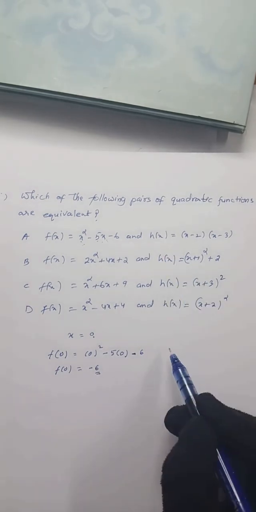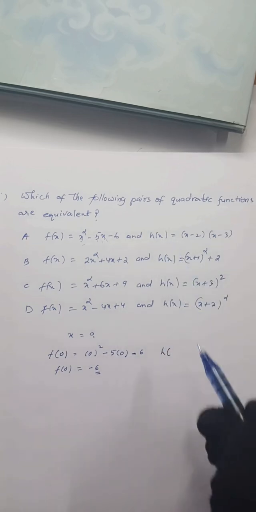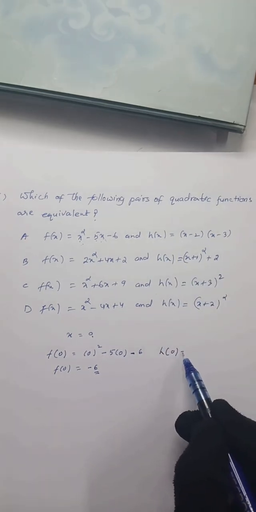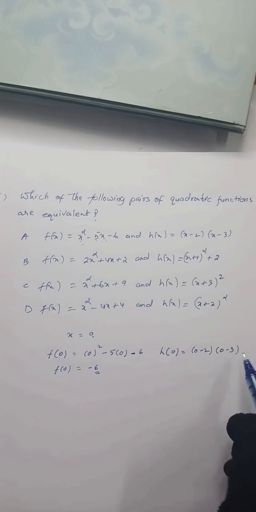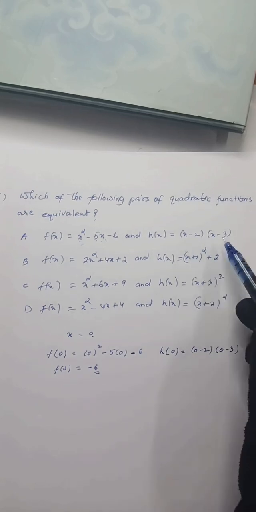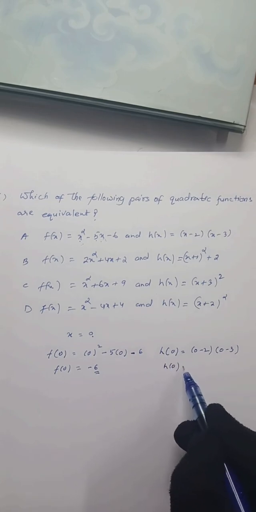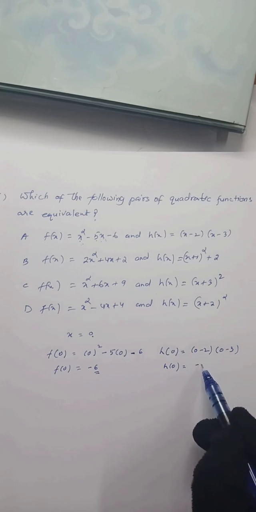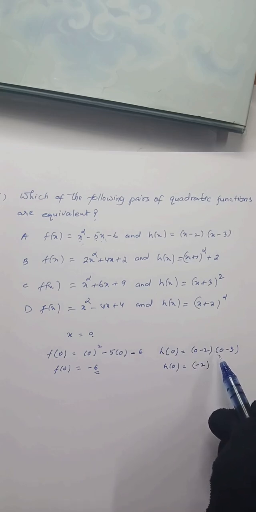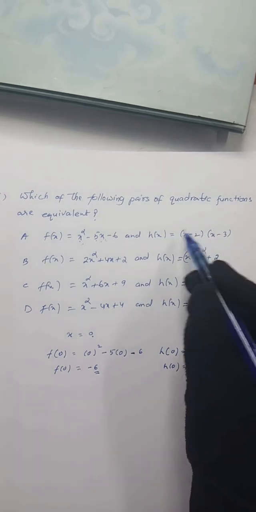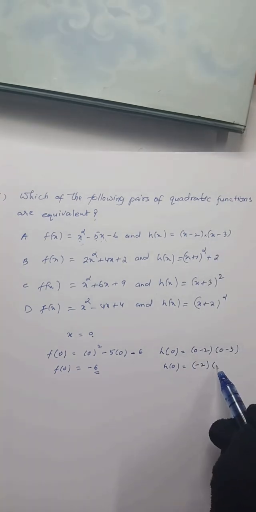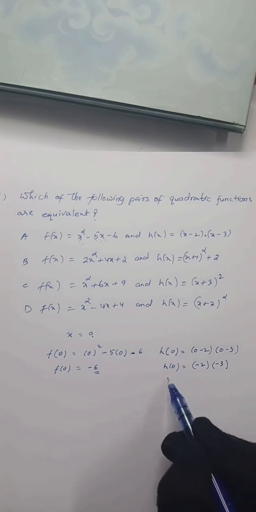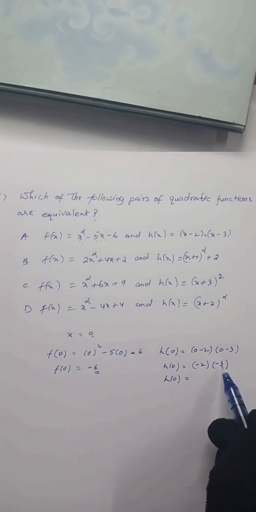Now if I go to h of x and substitute x is equal to 0, I'll get h of 0 equal to (0 minus 2)(0 minus 3). This is going to give you 0 minus 2, which is minus 2. In between we have multiplication. If we do not see anything between brackets like this, we have multiplication by default. So you just have to multiply. 0 minus 3 will give you minus 3. So h of 0 is equal to, negative times negative is always positive, 2 times 3 is 6.